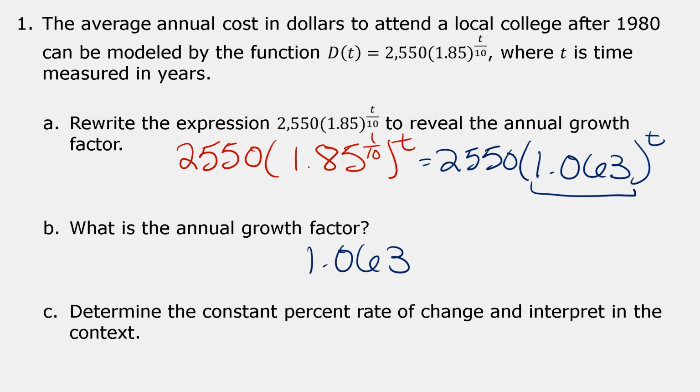So then we want to find the constant percent rate of change. So we need to figure out what R is and interpret it in this problem. So we want to think 1 plus what would get me to 1.063, which would be 0.063. So your R, if you write that as a percentage, is 6.3%.